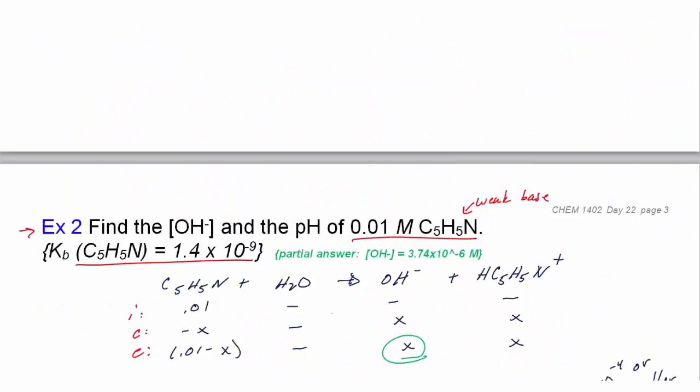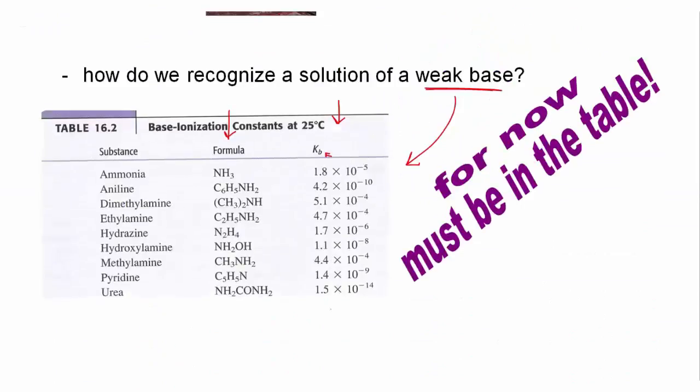So these problems aren't too bad. Just realize when you see one of these compounds, it's a weak base, so we need to write a Kb reaction and do ICE because it's a weak system.